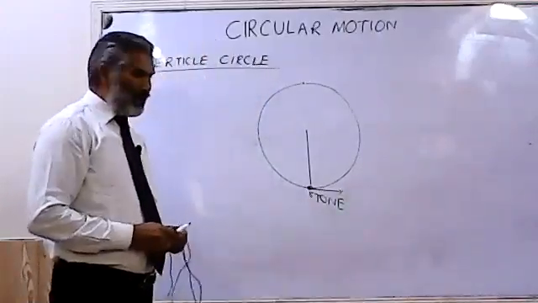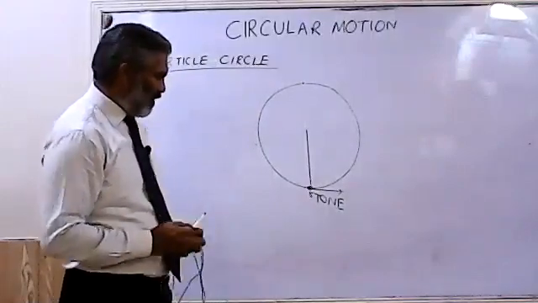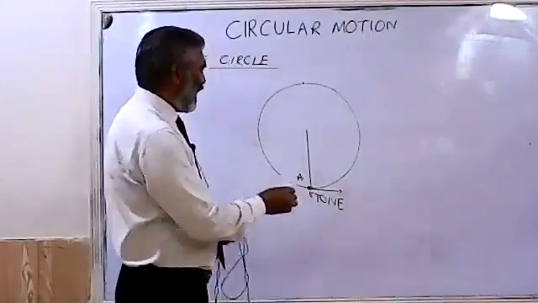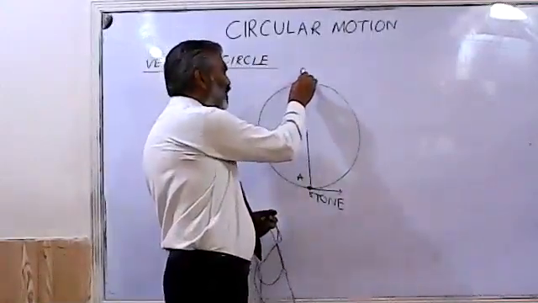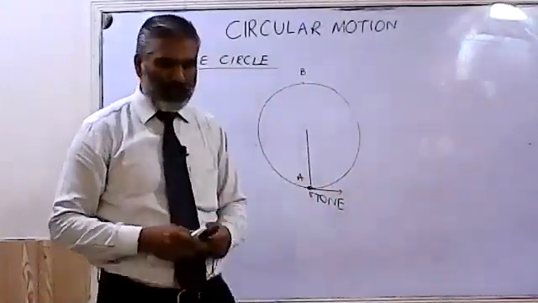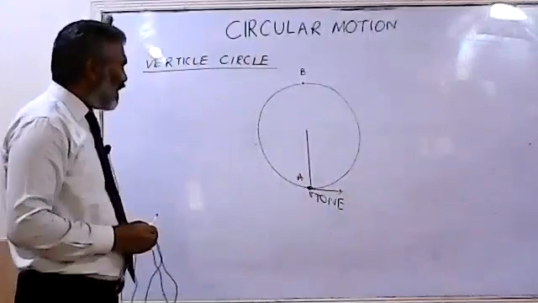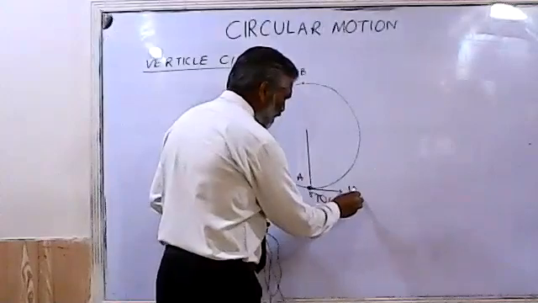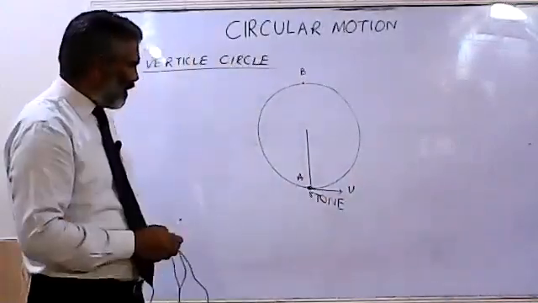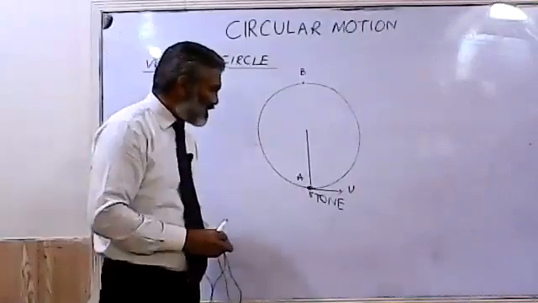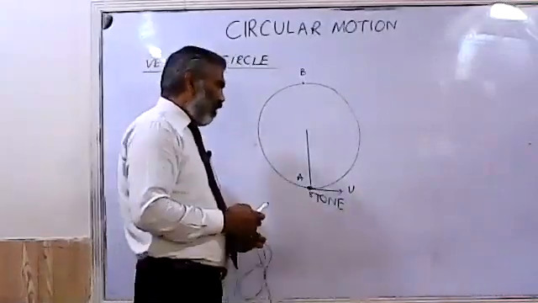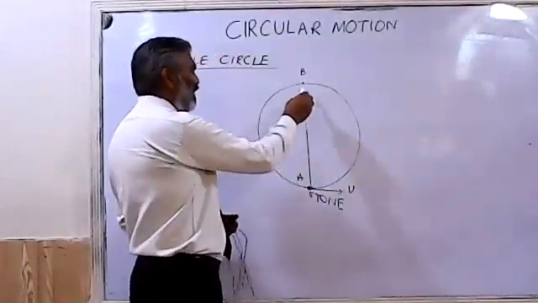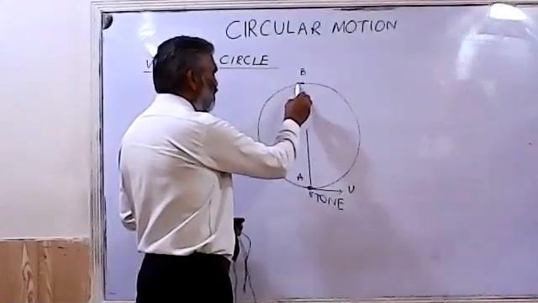There are at least two positions of interest here. This is our initial position. Let's say we label this position as A, and this is a position during its motion, which we often call the top of the circle. This position is labeled as B. When the object is whirled along a vertical circle, it has maximum speed here. Obviously, when it is going towards the top, it slows down and it has minimum speed at this position.